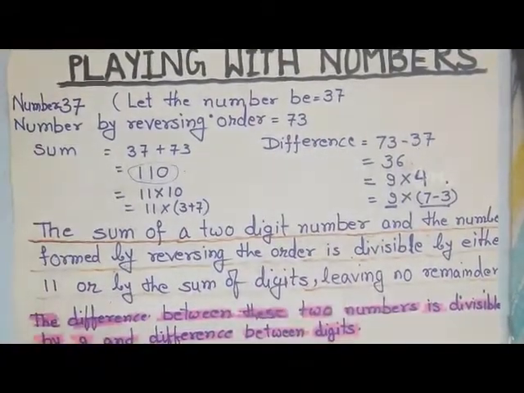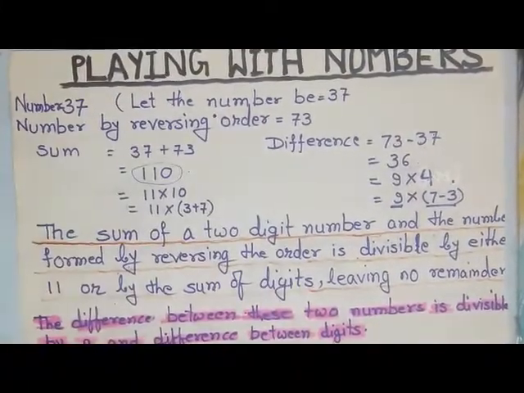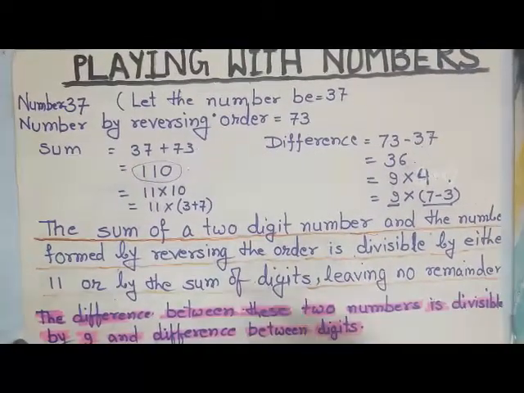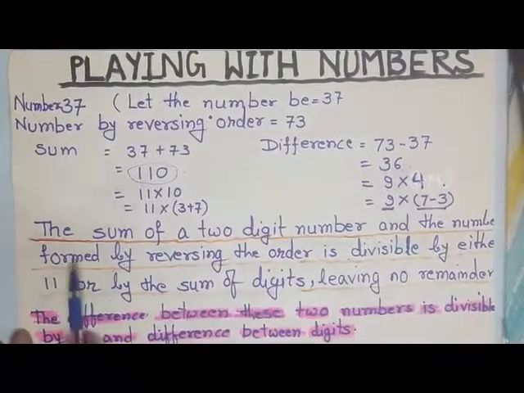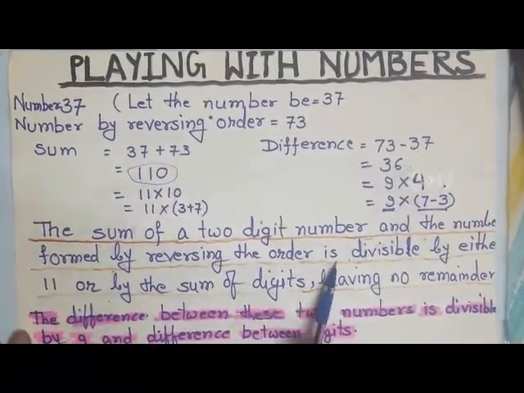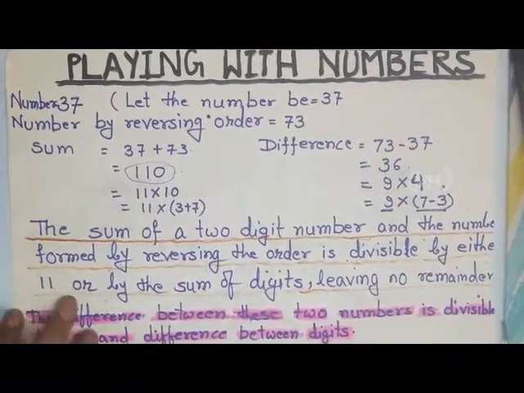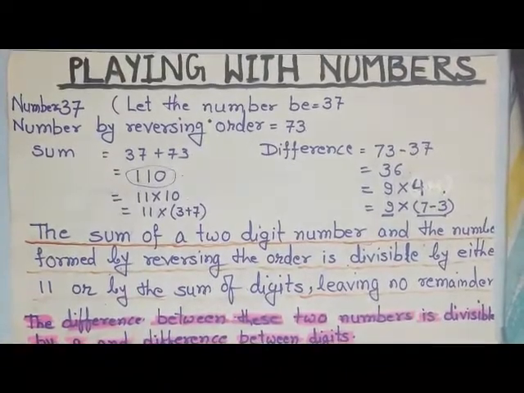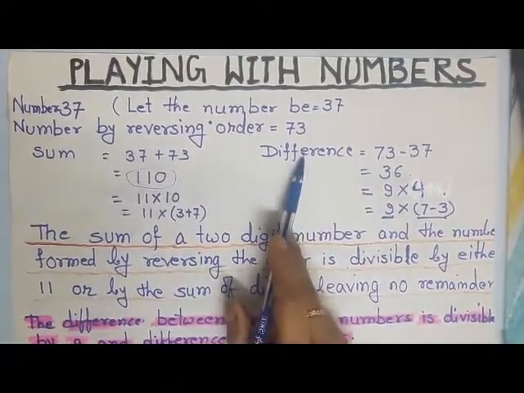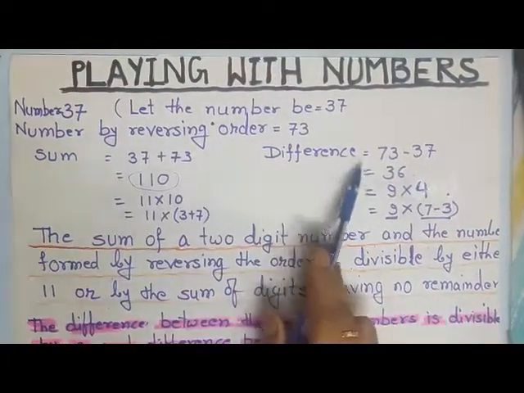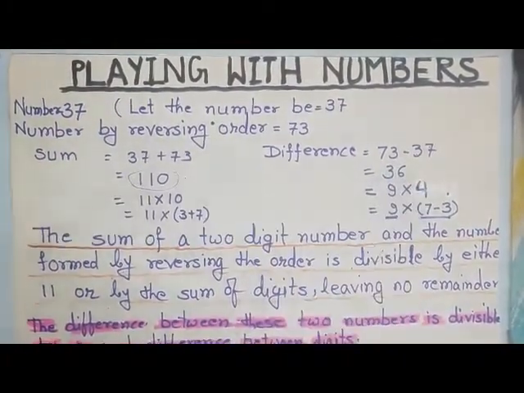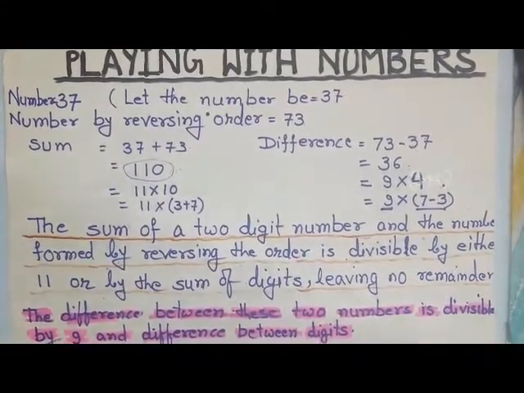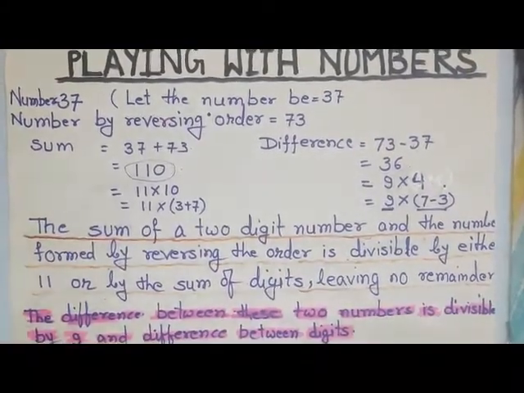So, by this activity, we come to the conclusion that the sum of a two-digit number and the number formed by reversing its digits is divisible by 11 and by the sum of the digits, leaving no remainder. And the difference between such two numbers is divisible by 9 and by the difference between the digits of the number.